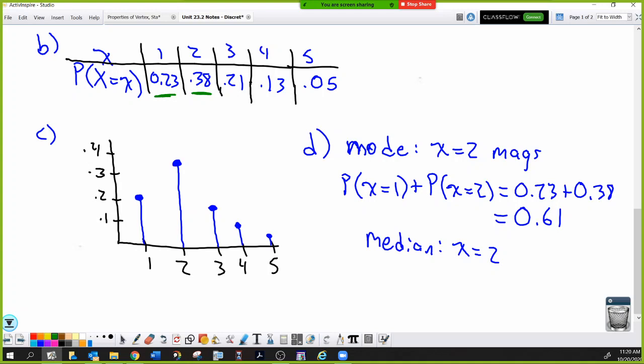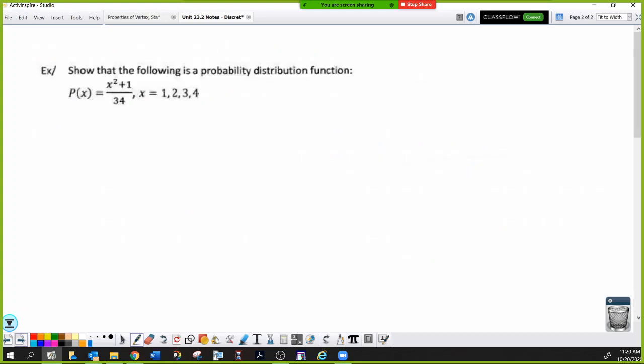All right, let's flip her over. See what we got on the back. We have, come on now, catch up with me, panel. There we go. It says, show that the following is a probability distribution function.